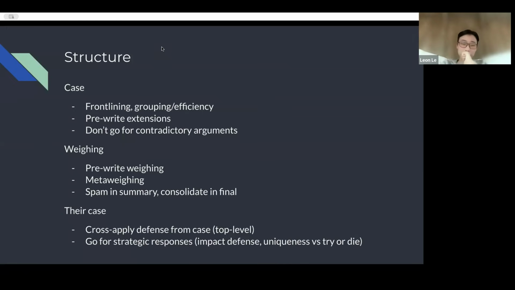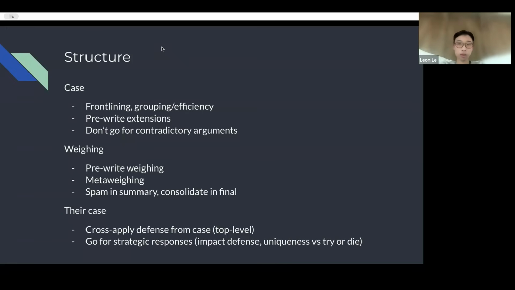In terms of time allocation for your case, it depends on what speech you're giving, first or second summary. But your case, meaning frontlining, extending, etc., especially if you're in first summary, should not take more than a minute. And I think it's really possible to frontline and extend your case in a minute, especially because your extension should be 15 to 20 seconds.